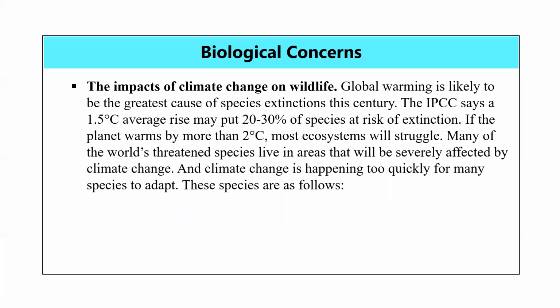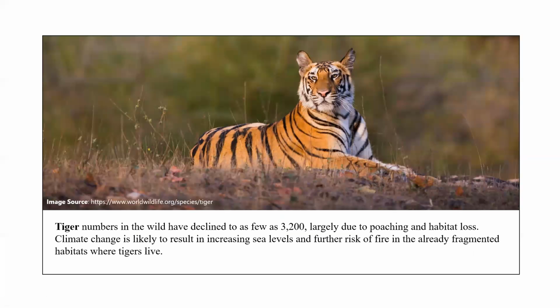Okay, so climate change also has an impact on wildlife. Global warming is likely to be the greatest cause of species extinction in this century. The following are the species which are very much vulnerable to climate change, and in fact they're already affected. One is the tiger. The tiger looks so fierce, but the number of tigers living in the wild has declined to as few as 3,200, largely because of poaching and habitat loss.